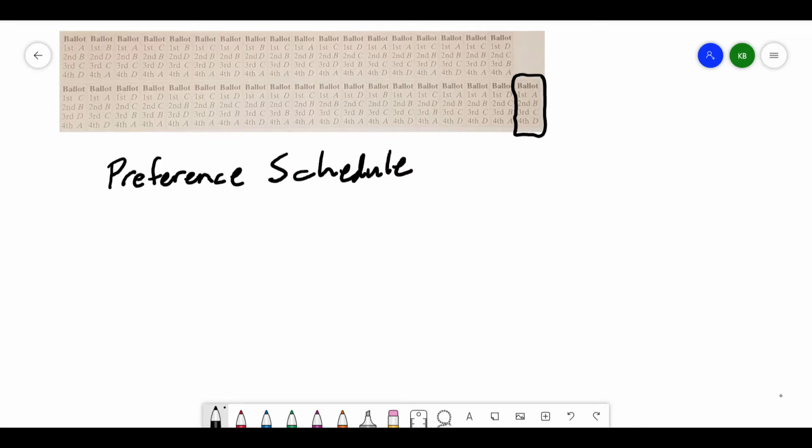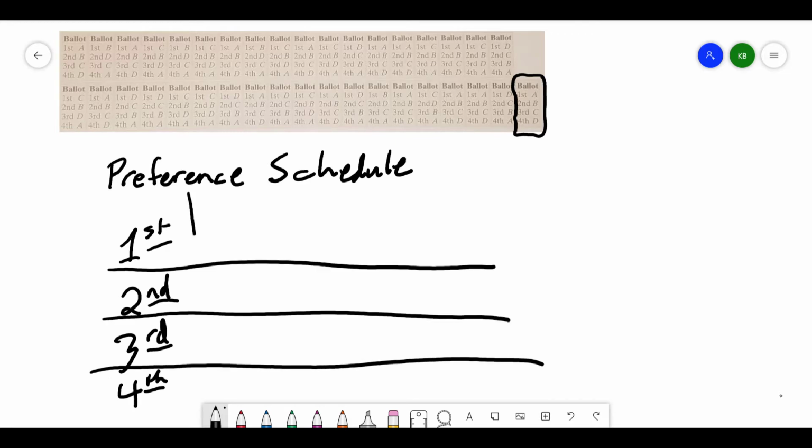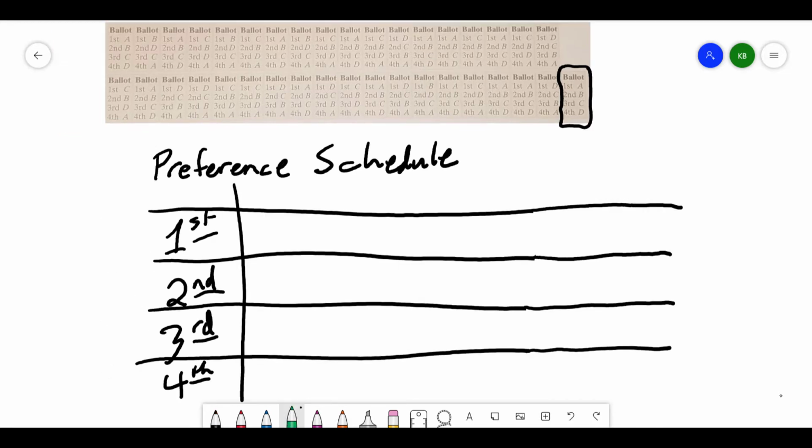So in a preference schedule, what we do is we identify a first place, a second place, a third place, and a fourth place. In this case, there's 4 places in my election for candidates to fall in. So what I'm going to do for this is I'm going to take one of the ballots. I'll take this first one right here, and I'm going to list out who's in first place, who's in second place, who's in third place, and who's in fourth place on that ballot. And I'll put that entry in my preference schedule.